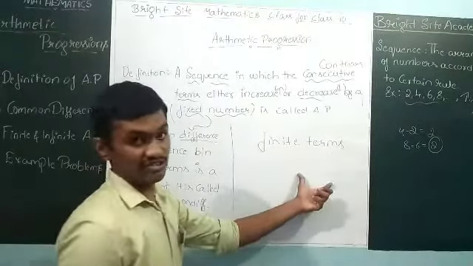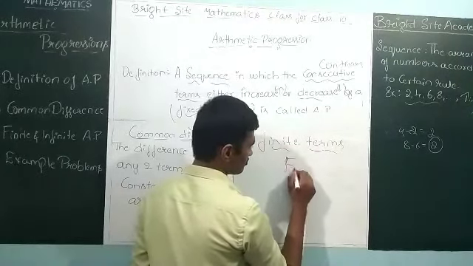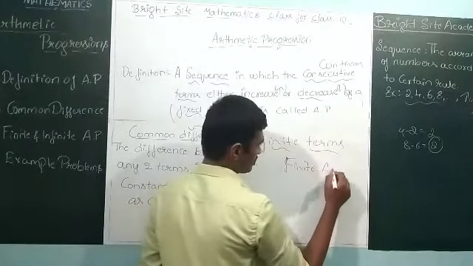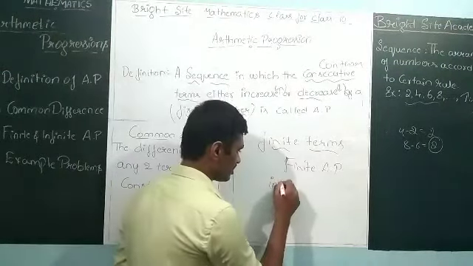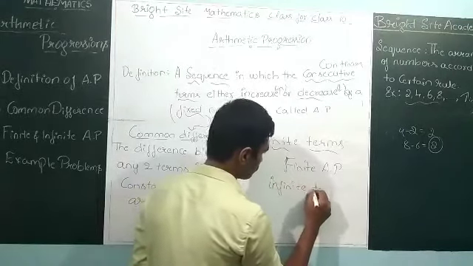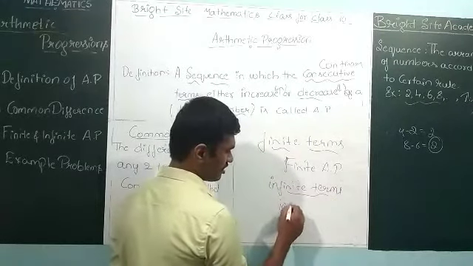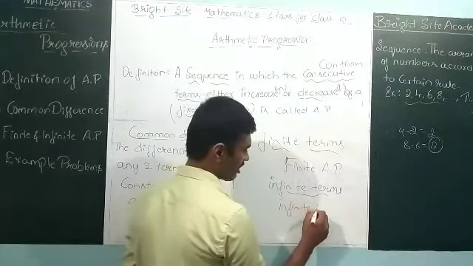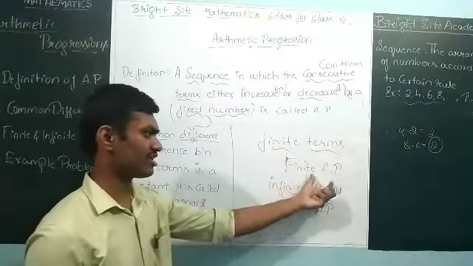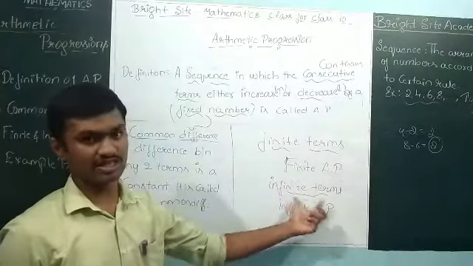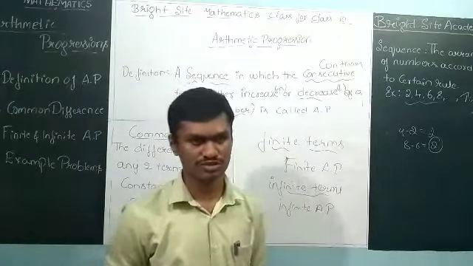Arithmetic progressions that contain finite terms are called finite arithmetic progressions. If the progressions contain infinite terms, then it is called an infinite arithmetic progression. So the arithmetic progressions containing finite terms are called finite arithmetic progressions, and the arithmetic progressions containing infinite terms are called infinite arithmetic progressions. So this is what we need to say.